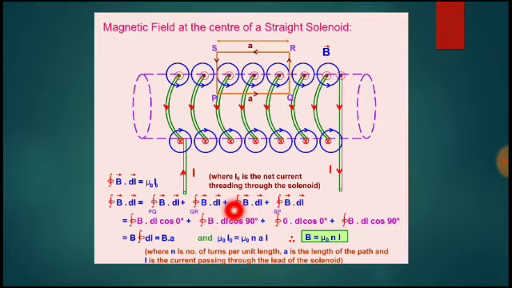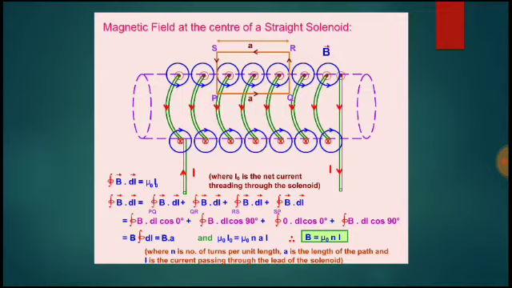And we know that mu naught into I naught is equal to mu naught into what? N A I. Here see that B dl is equal to mu naught I naught, no. So we are comparing these two equations. Therefore B dl is equal to mu naught into I naught.